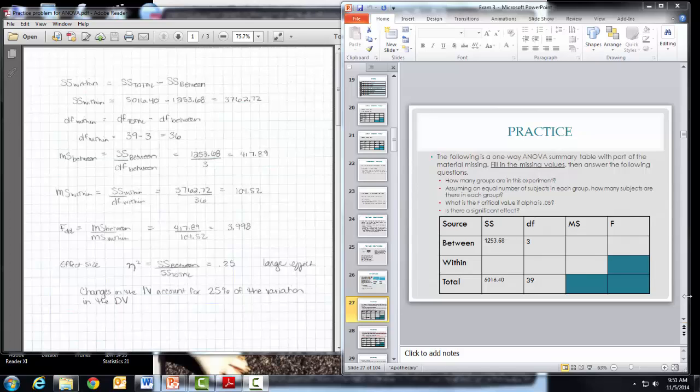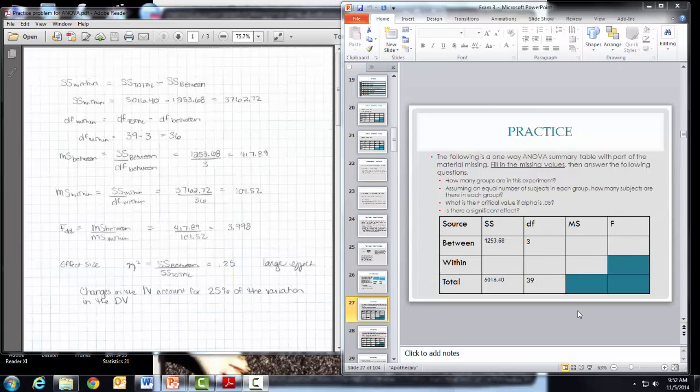numbers already there. So in this first practice problem, we can look at the PowerPoint here, and we see that the following is a one-way ANOVA summary table with part of the material missing. And so we're going to work on filling in the missing values in the table first, and then we're going to answer the following questions that are listed here. How many groups are in this experiment? Assuming an equal number of subjects in each group, how many subjects are there in each group? What's the F-crit value if alpha is 0.05? And is there a significant effect?